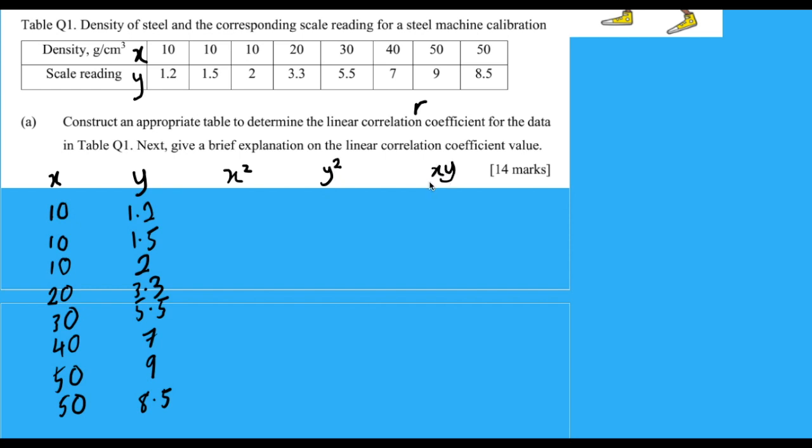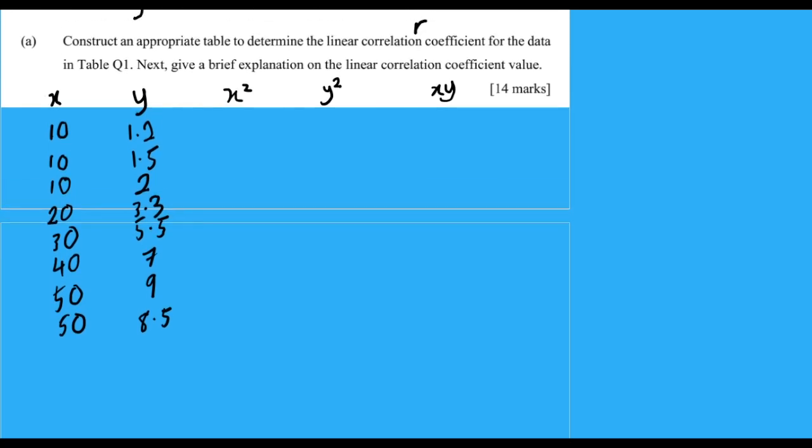Because the question asks for the table, and usually even if the question doesn't ask for you to construct the table, you would need to insert the values of x squared, y squared, and xy because there would be marks for this class. But what is more important to calculate R would be the summation of x, summation of y, summation of x squared, y squared, and xy.